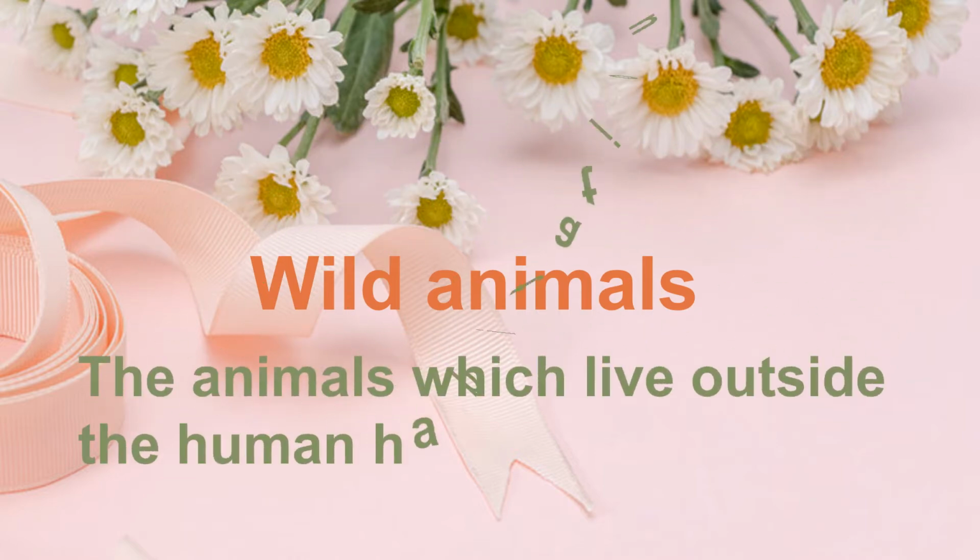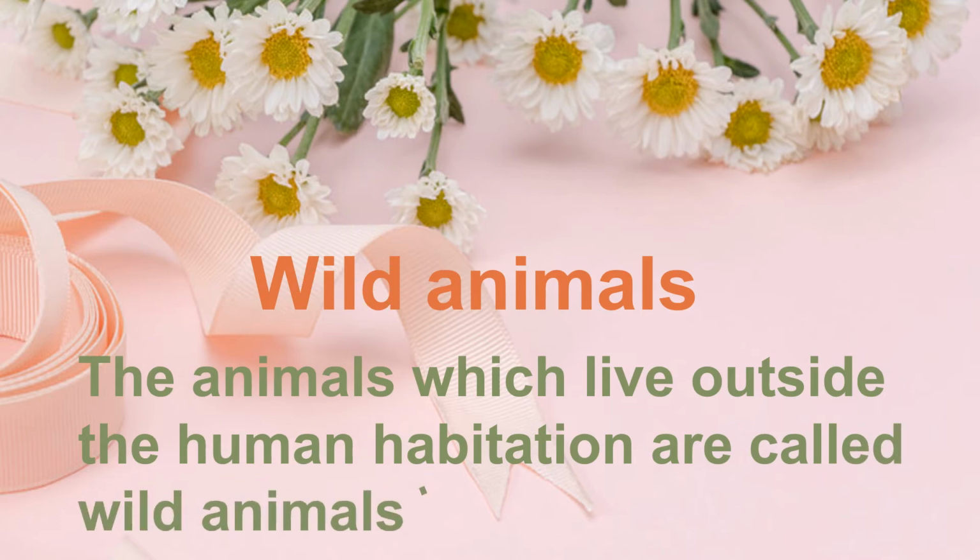The animals which live outside the human habitation are called wild animals. Now what is human habitation? Human habitation is the place or the area where human beings live. So the area where human beings live, outside that area the wild animals live. That means they live in jungle or forest. We can also say that the animals which live in jungle or forest are called wild animals.